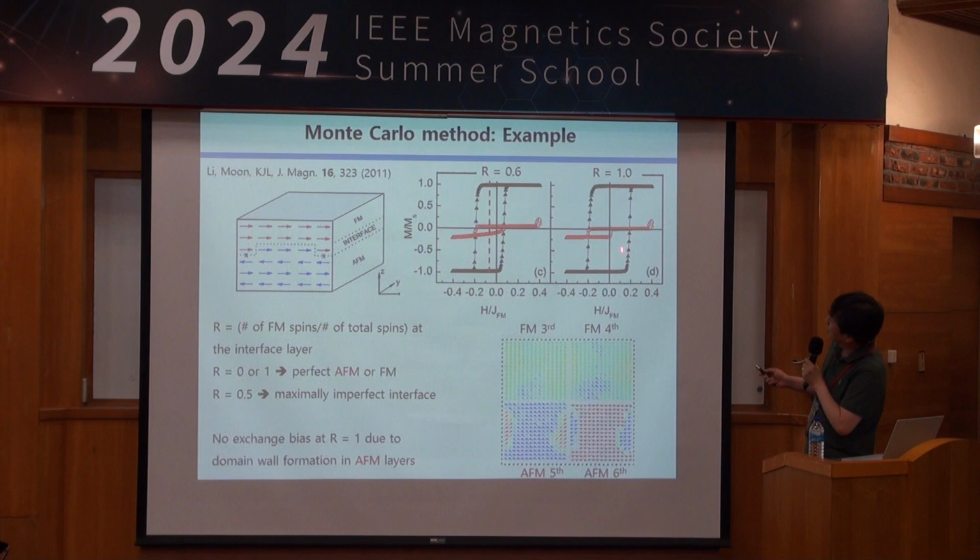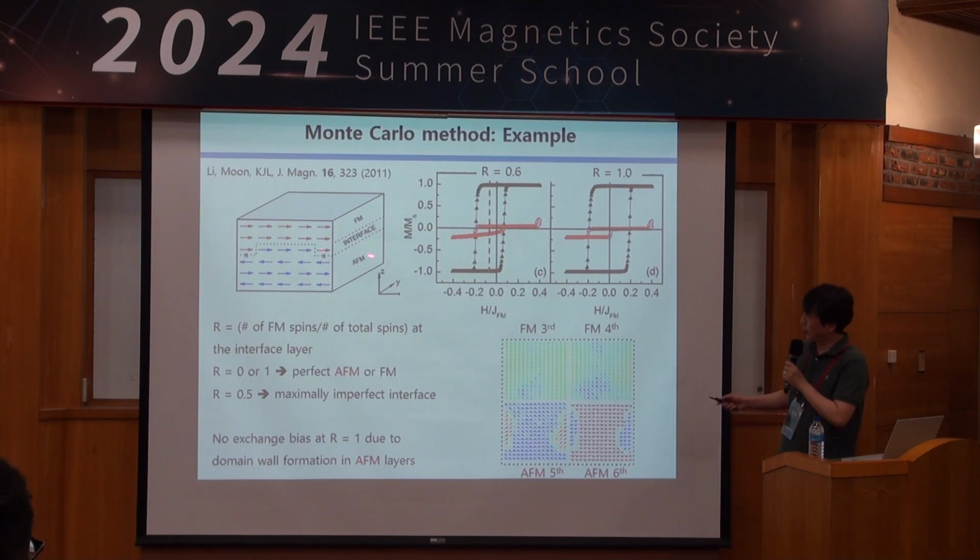And here is the result. When R is 1, then I got this kind of hysteresis loop, and you can find that there is some exchange bias, but not very significant. But if R is close to 0.5, then you can clearly observe the exchange bias. The reason is there is some formation of antiferromagnetic domains or associated ferromagnetic domains at the interface, depending on the intermixing degree of freedom.